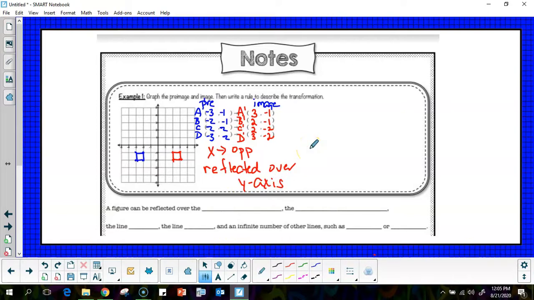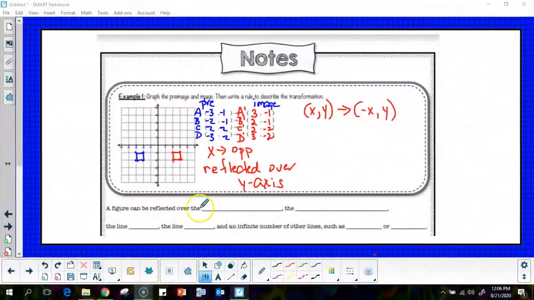And the rule for that is going to be (x, y) becomes (the opposite of x, y). So the y values stay the same, the x values change to their opposite. I don't say negative here because I like to say the opposite, because if it started out a negative, it's going to end up being a positive. So I think to say negative x actually makes it a little bit confusing. So I always say the opposite of x right here. So as we discussed earlier, we didn't write this down anywhere, a figure can be reflected over the x-axis, the y-axis.